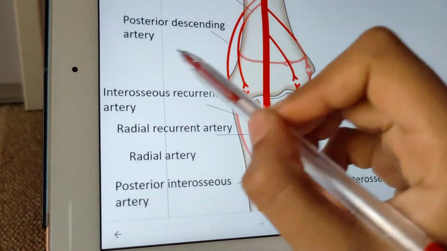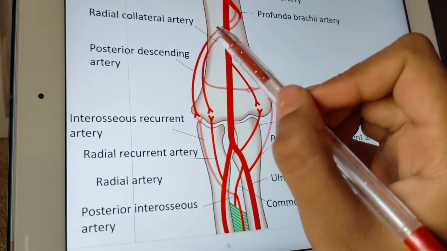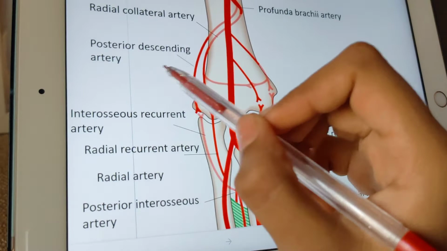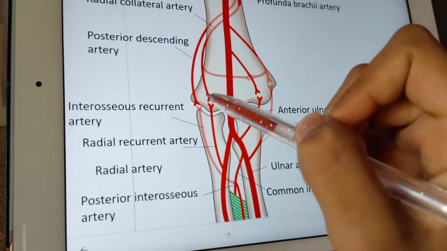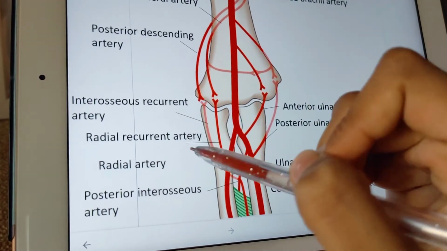So just remember these two, because these are the two branches of the profunda brachii artery, that is the anterior or radial collateral, and the posterior descending artery or the middle descending artery, which in turn are anastomosing with the radial recurrent artery and the interosseous recurrent artery from the lower side.